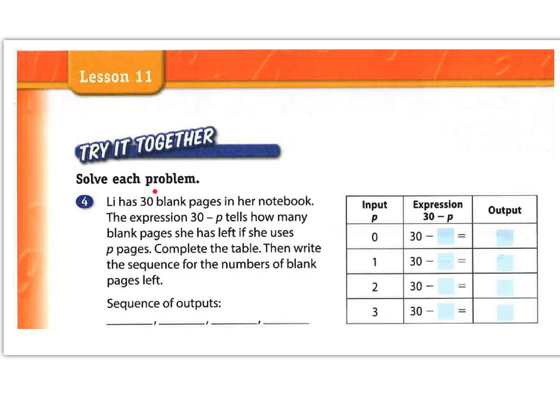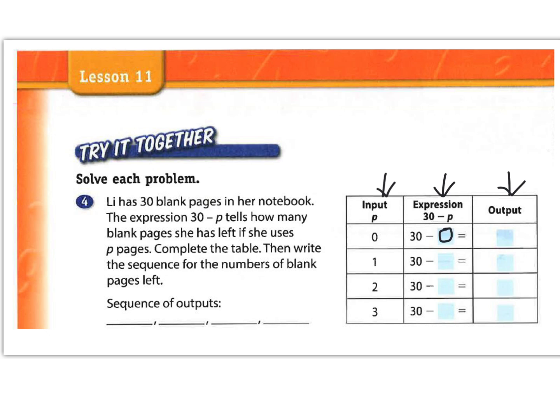Here we go, let's try this together. We're going to solve each problem. Lee has 30 blank pages in her notebook. The expression 30 minus P tells how many blank pages she has left if she uses P pages. So P is like the number of pages that she writes on. Complete the table, then write the sequence for the numbers of blank pages left. All right, well, here we have the input is P, the number of pages she uses, 30 minus P, and then the output is how many are left.